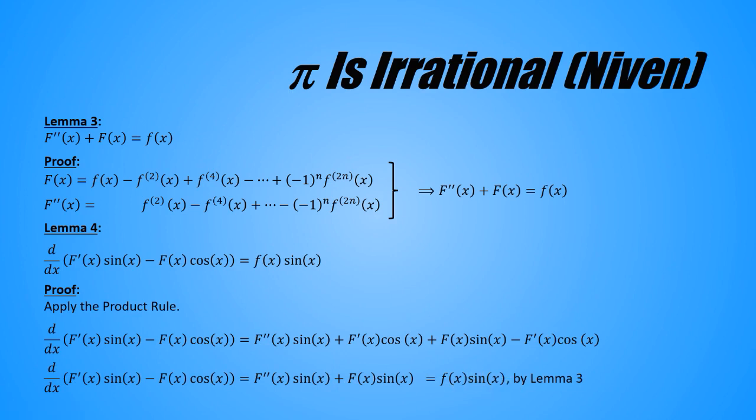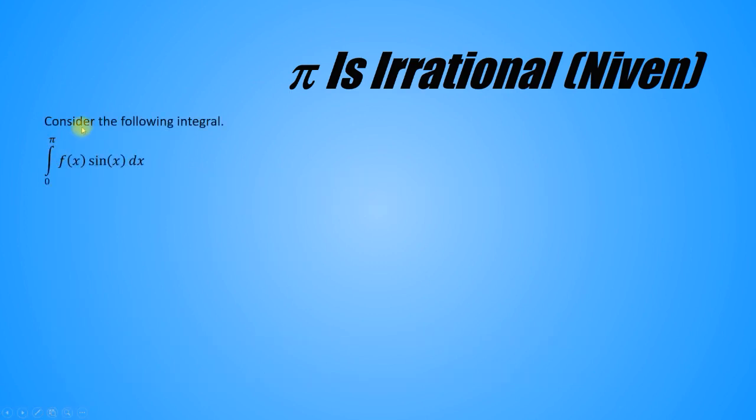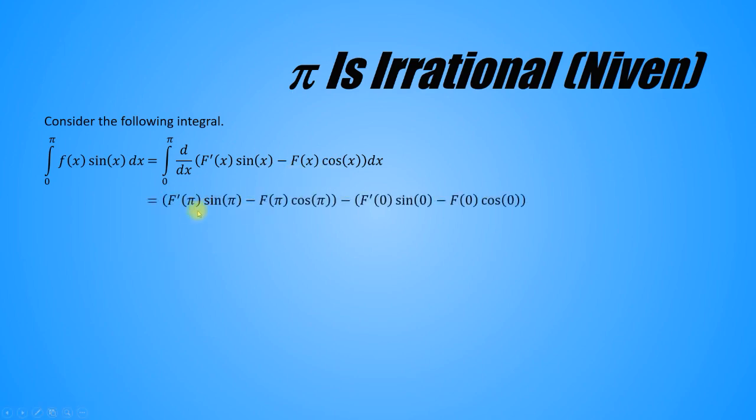And at last, we're ready for Niven's main argument. So in his paper, Niven considers the integral from 0 to pi of little f of x sine of x dx. Now by lemma 4, this integrand is equal to the derivative with respect to x of capital F prime of x sine x minus capital F of x cosine x. So now we're integrating a derivative, which is easy. We just get what's in parentheses. So here I've applied the fundamental theorem of calculus. And so right here you see I've evaluated the quantity in parentheses at pi. Here I've evaluated it at 0, and I subtract. And I simplify to get capital F of pi plus capital F of 0. Now, by lemmas 1 and 2, these are both integers, and so their sum is as well. So this integral at the top here is integer valued.